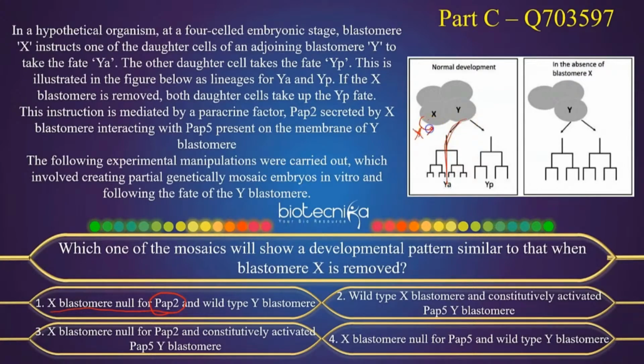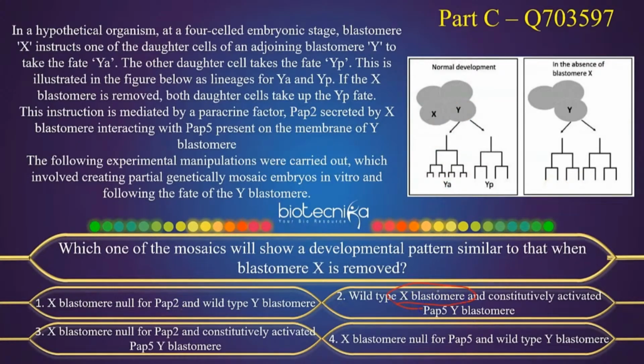We know that X was supposed to give signal. So if the cell is not there, what effect will be there? The same effect will be there if the signal is not there. So PAP2 signal is not there, but you have taken wild type blastomere, but if X signal PAP2 is not there, YA cannot be produced. So that will give a similar signal to this one. Let's consider the other ones also.